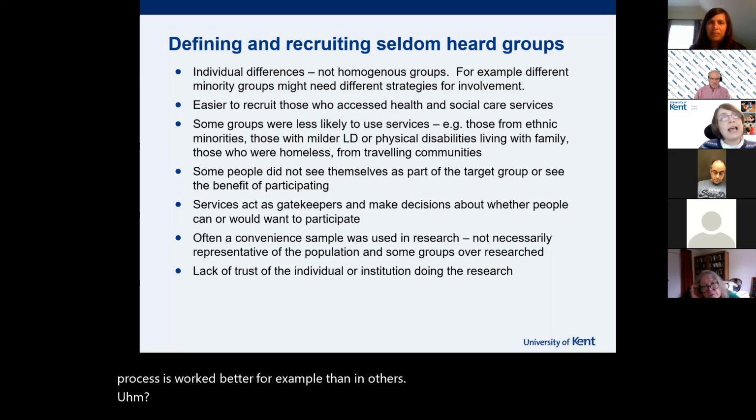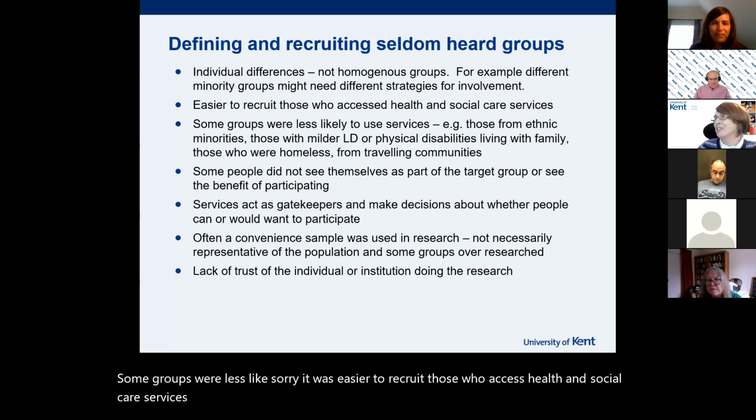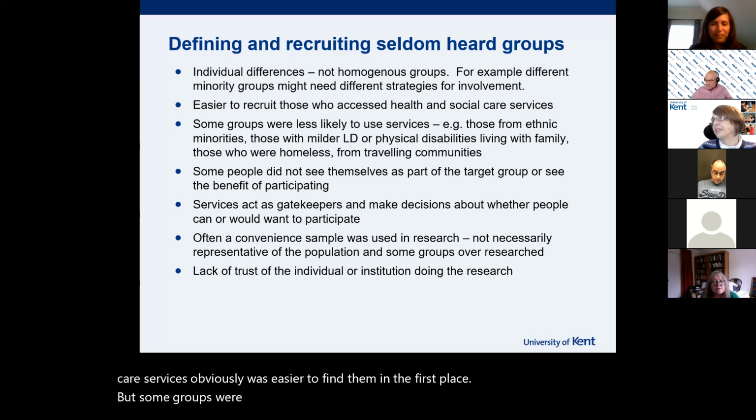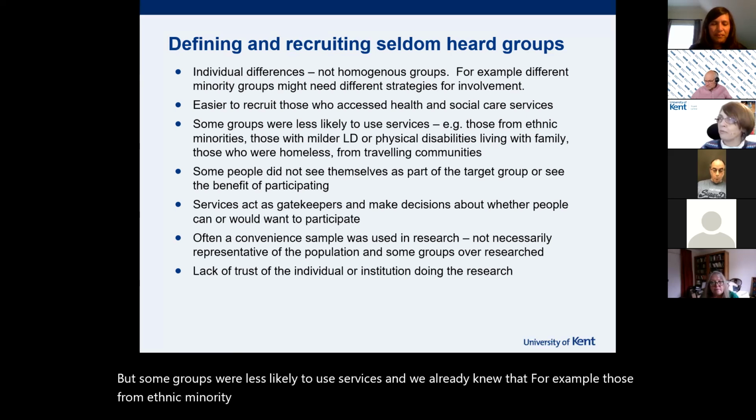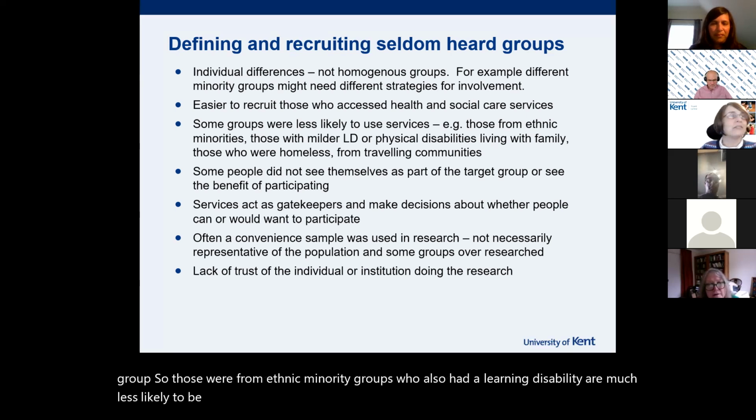Some groups were easier to recruit: those who access health and social care services were easier to find in the first place. But some groups were less likely to use services, and we already knew that. For example, those from ethnic minority groups, and particularly those who were a member of more than one group. So those from ethnic minority groups who also had a learning disability are much less likely to be accessing services, for example.